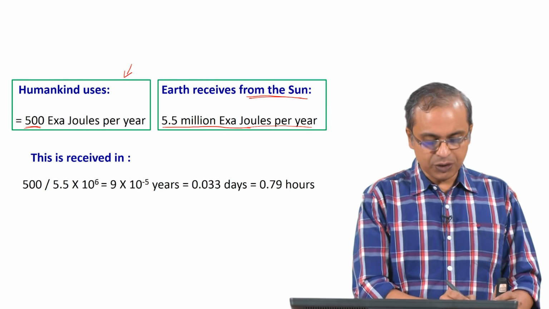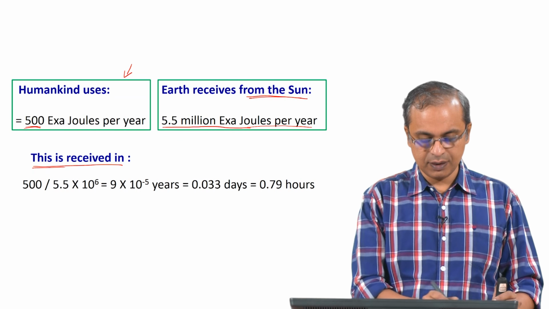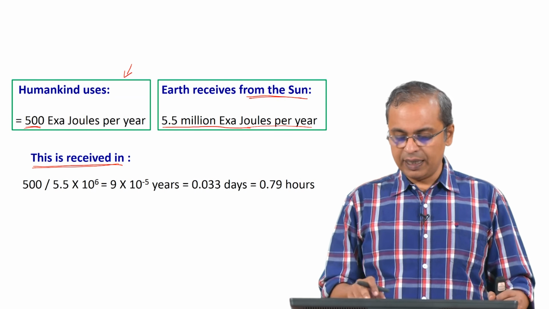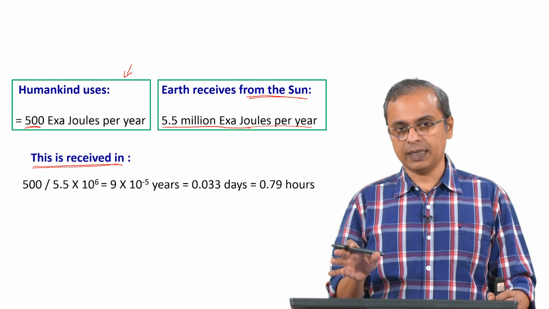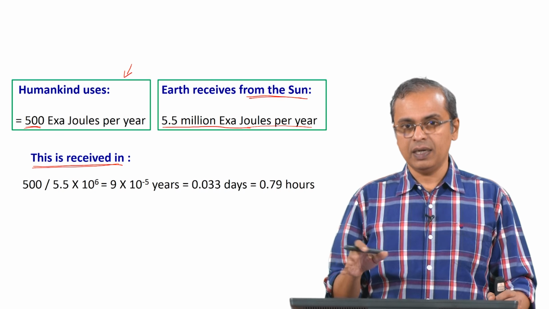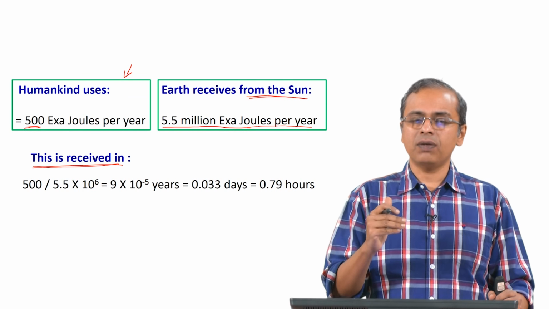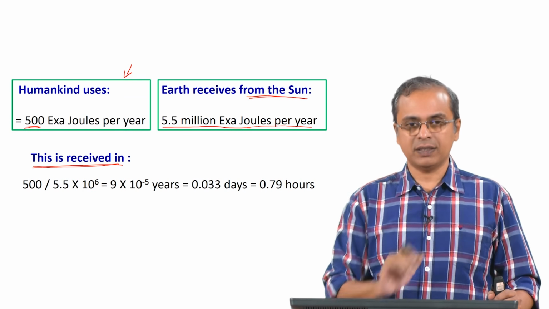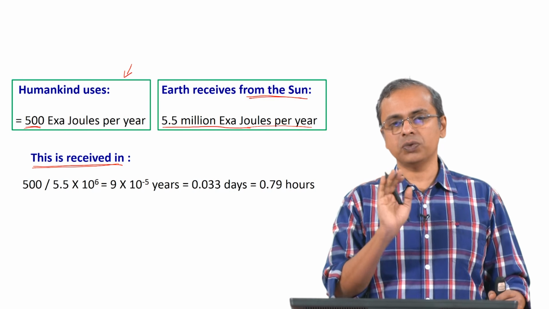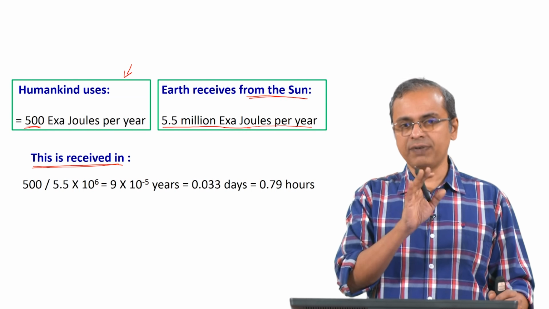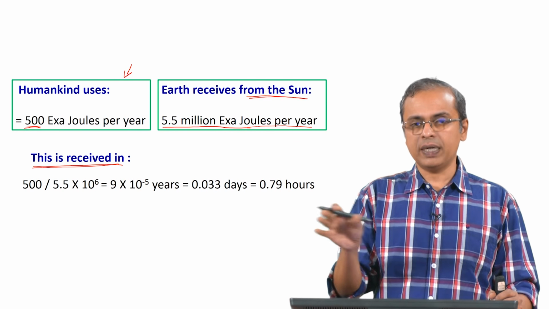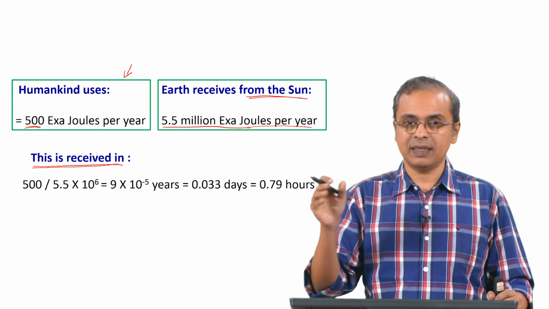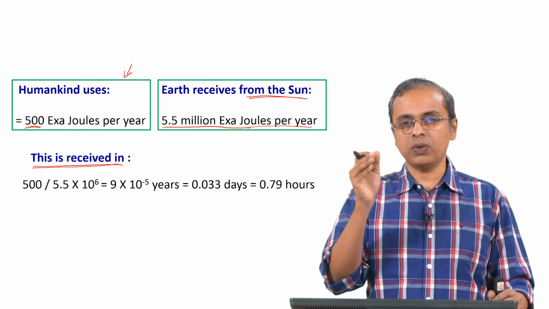So, if you compare these two numbers, given that we get 5.5 million exajoules from the sun every year, it is of interest to see in how much time we will receive 500 exajoules. Okay. So, 500 exajoules will take how much time? If you divide 500 exajoules by 5.5 million exajoules, you will get the amount of time in years that it takes for the sun to give us that much energy.